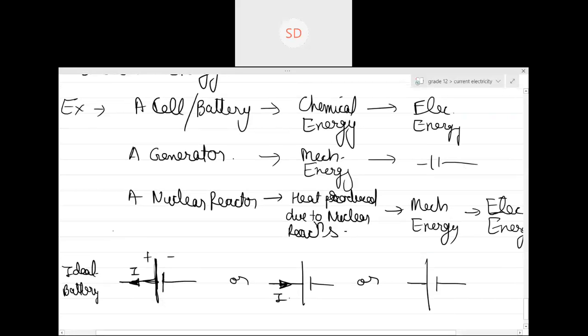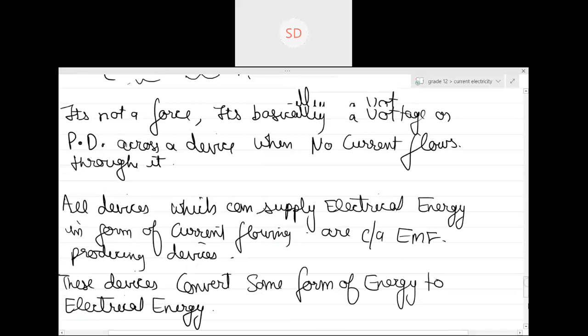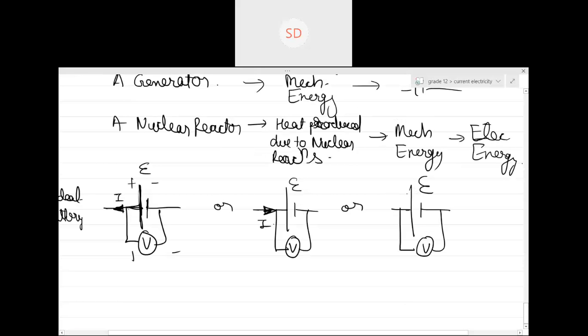if we try to measure the potential difference across this battery, whatever reading we get, this will be your EMF, in the case of ideal batteries only, right? So whatever potential difference we get, it will be termed as what? The EMF of the battery. Is this clear, guys? The definition part.